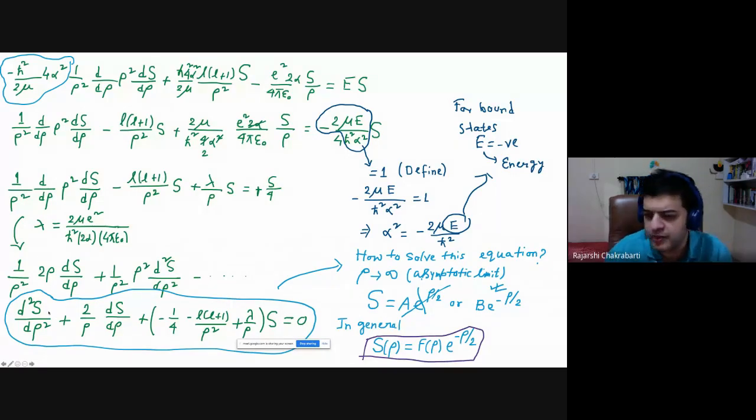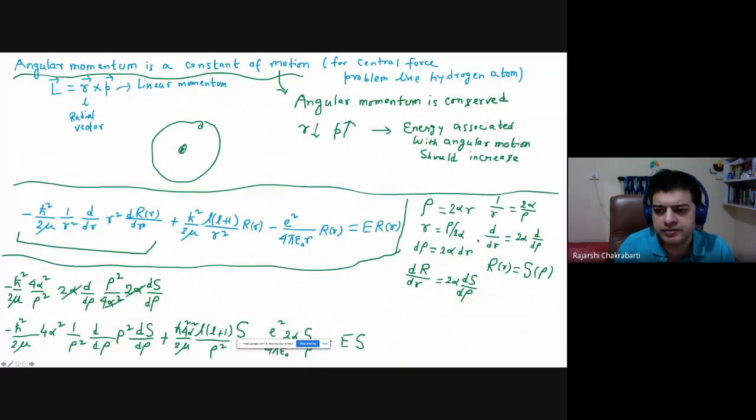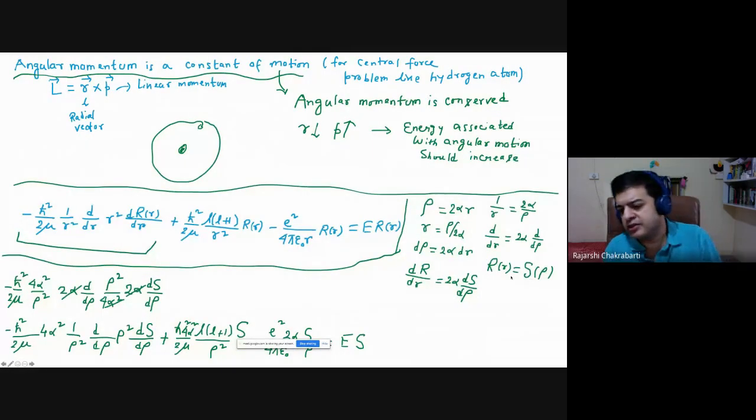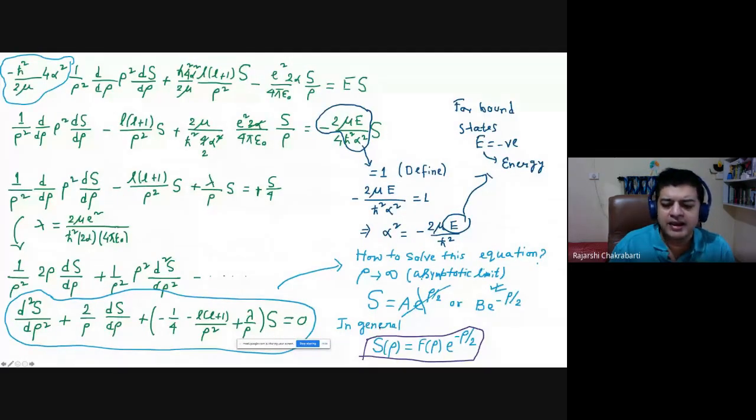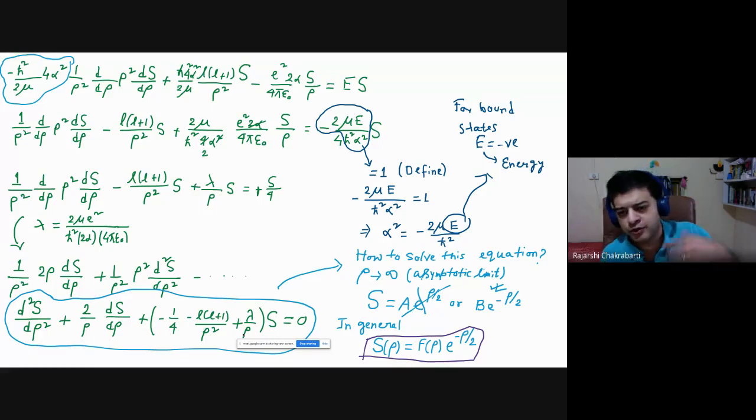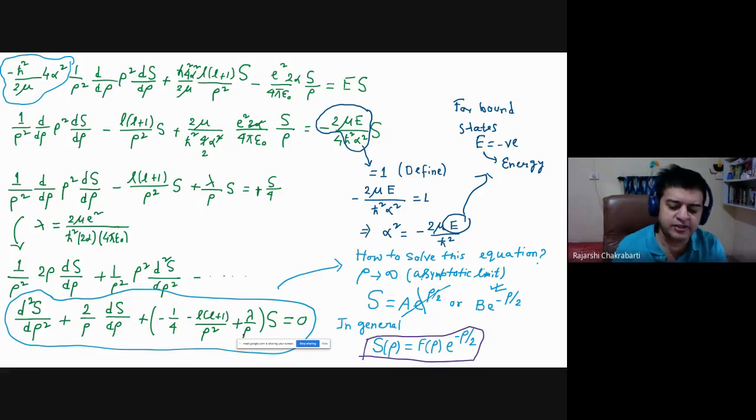Just go back. Capital S is your R when you express r in terms of rho. So that's a function. If you look into this equation, you will see that 1 over rho square, 1 over rho kinds of terms are there. So in the limit when rho is very, very large, in the asymptotic limit, and you remember rho is proportional to r, rho is twice alpha times r, where r is the radial distance, when the electron is far away from the nucleus, these terms will vanish because they have 1 over rho square, 1 over rho kind of behavior.